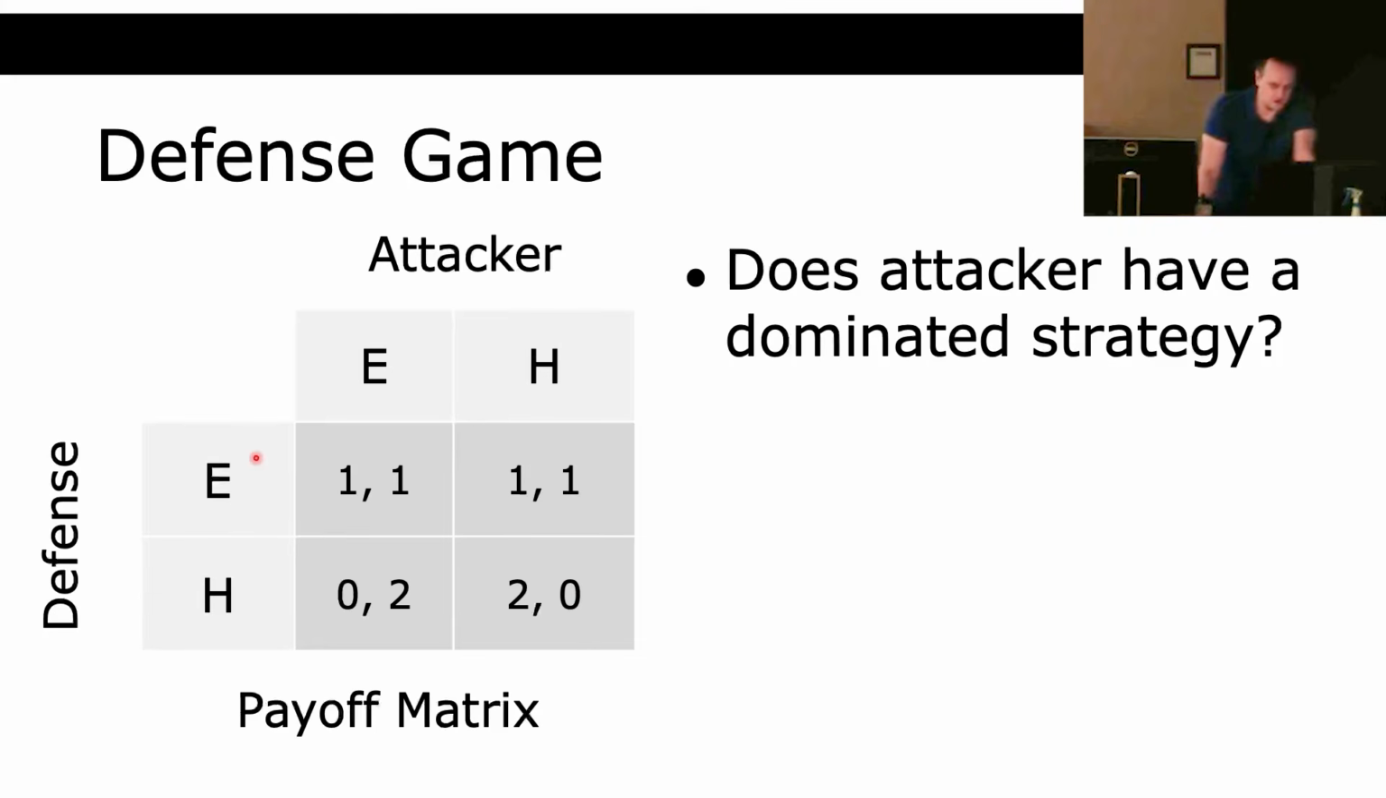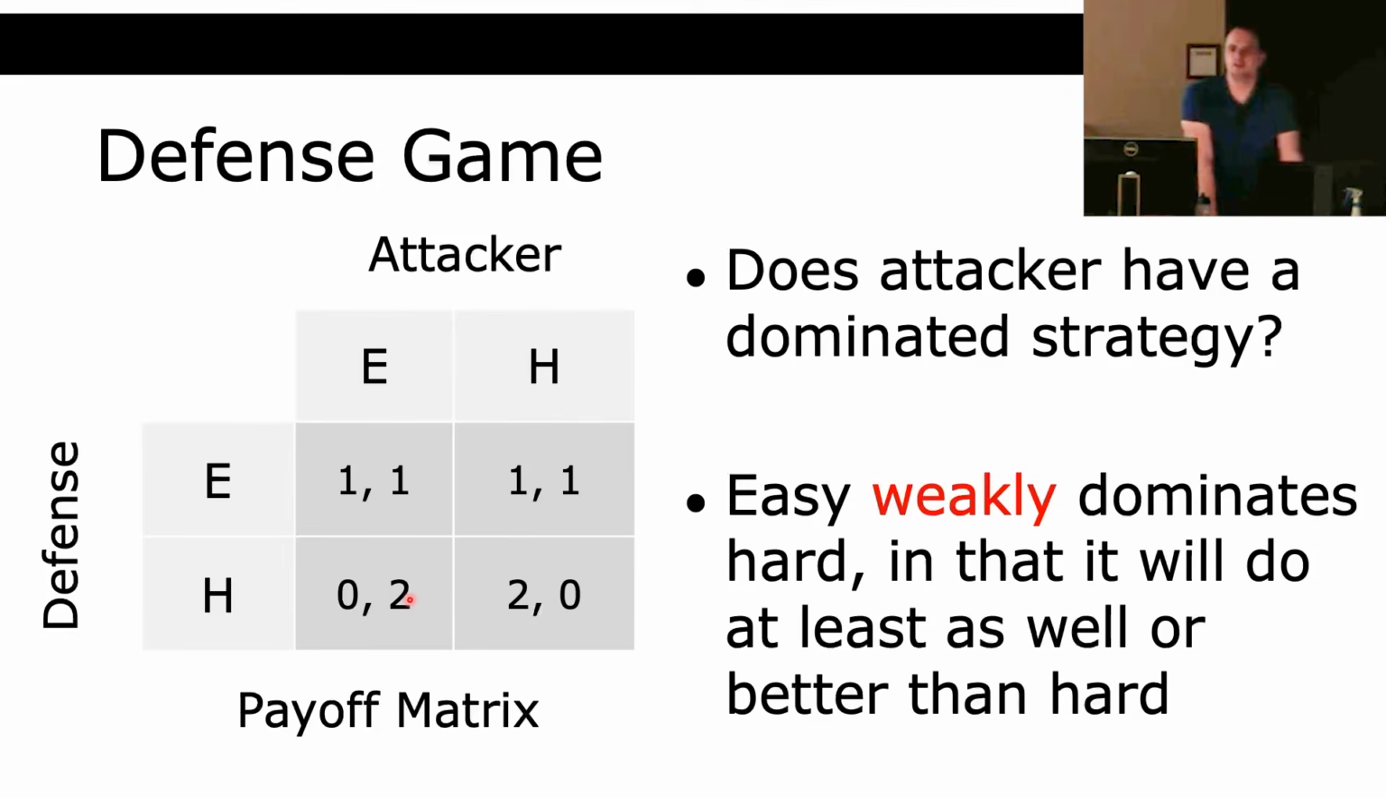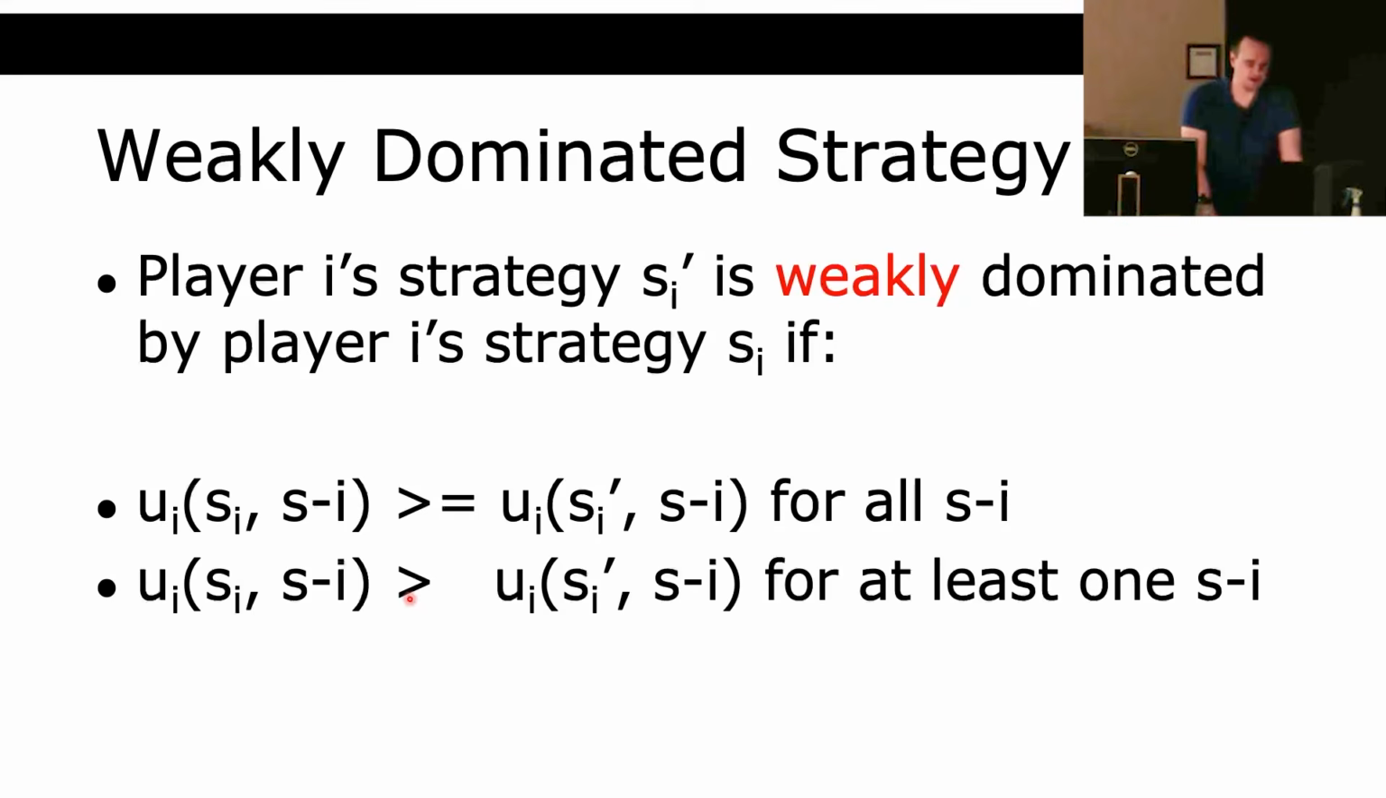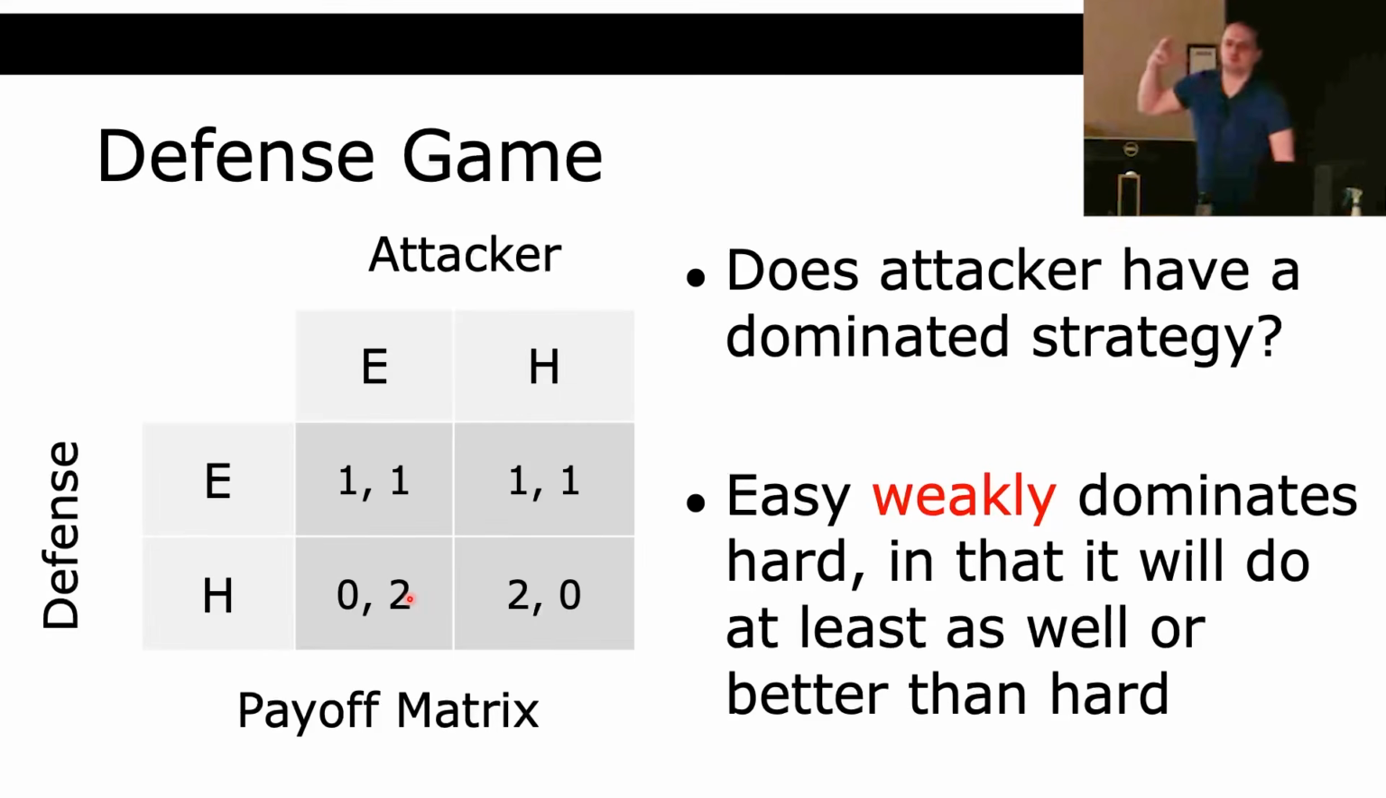So in the easy case, they're both the same. But in the hard case, choosing easy is better. So easy weakly dominates hard, because it's not always strictly better, but it always does at least as good. Okay? So that's a weakly dominated strategy, and what does this tell us? Well, we probably shouldn't play weakly dominated strategies, right?